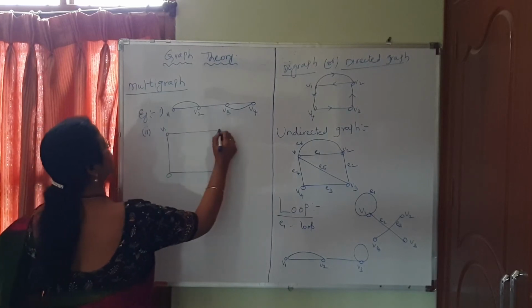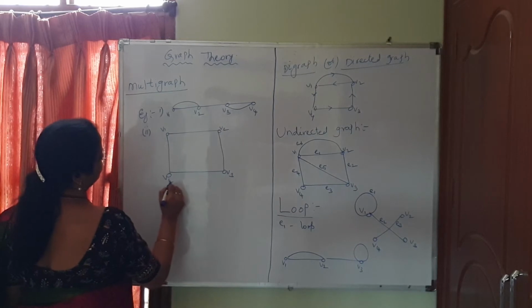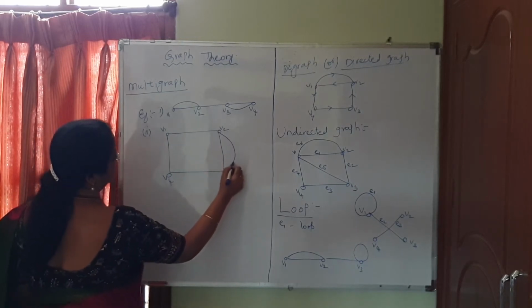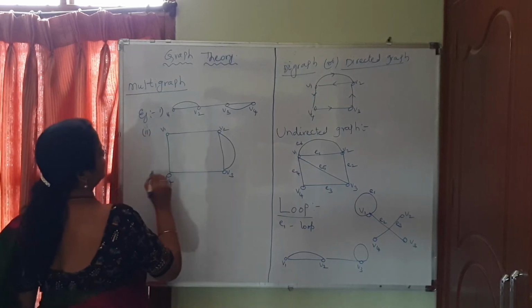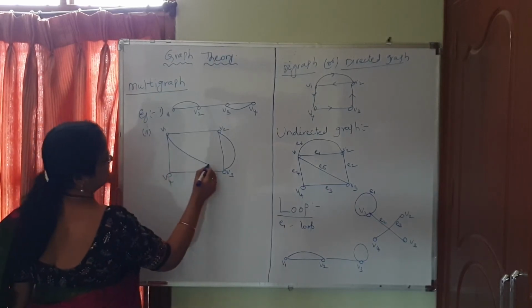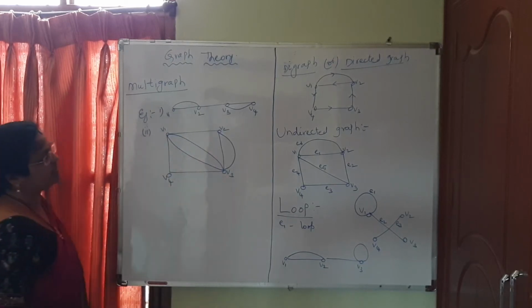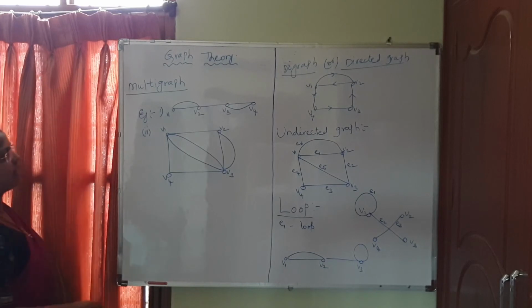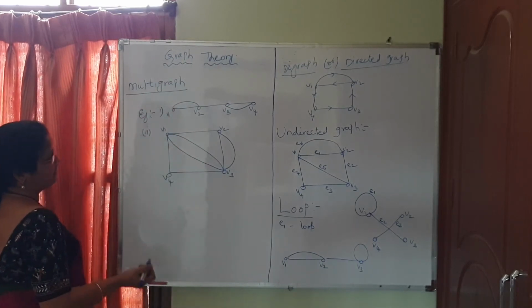These are vertices V1, V2, V3, V4, and between V2, V3 vertices we have two edges. Between V1 and V3 also we have two parallel edges. Such type of graphs are called as multigraph.